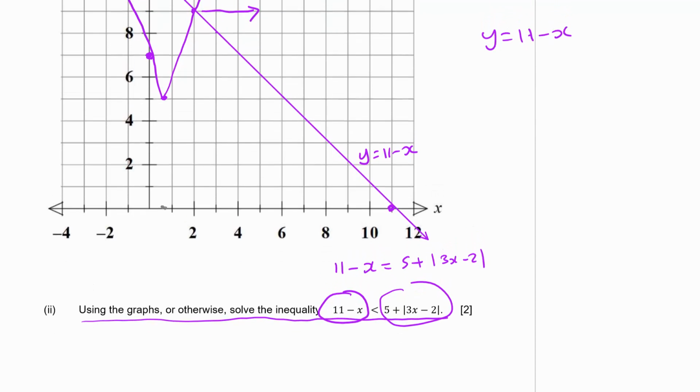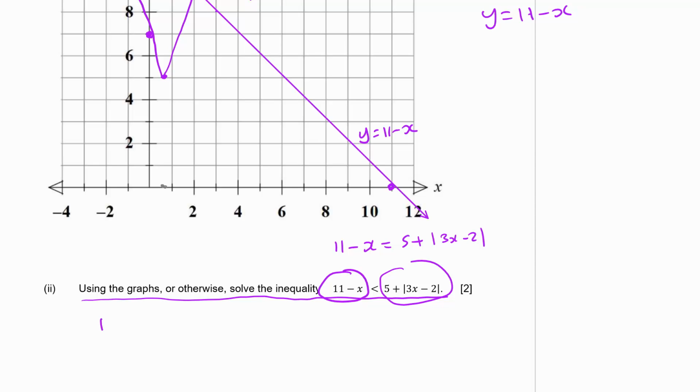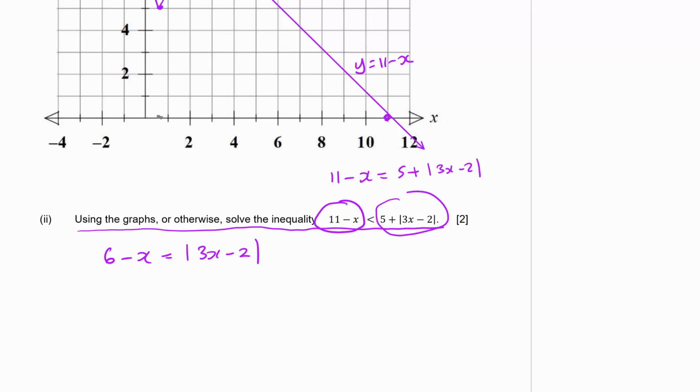Now, what I might do here is let's take away 5 from both sides, and then I've got 6 minus x is mod 3x minus 2. Now, I know from the graph that there's an intercept with each limb of this graph. So I'm going to have 6 minus x is equal to 3x minus 2, but also 6 minus x is equal to negative 3x plus 2. So this one would give me 4x equals 8, and therefore x is equal to 2.